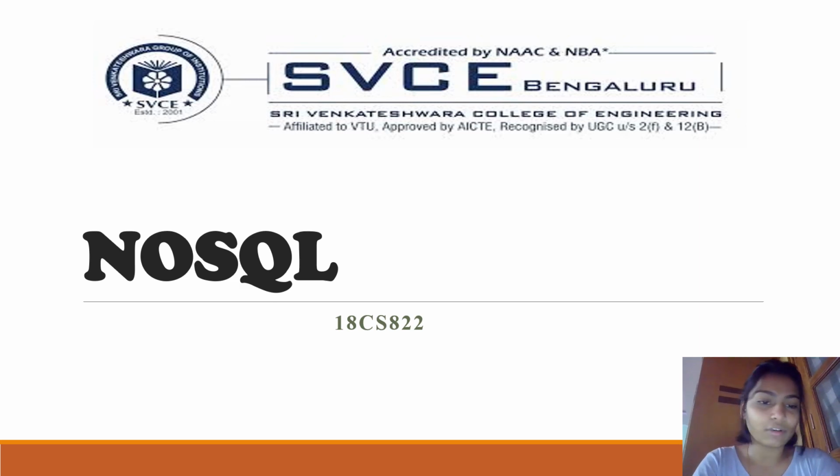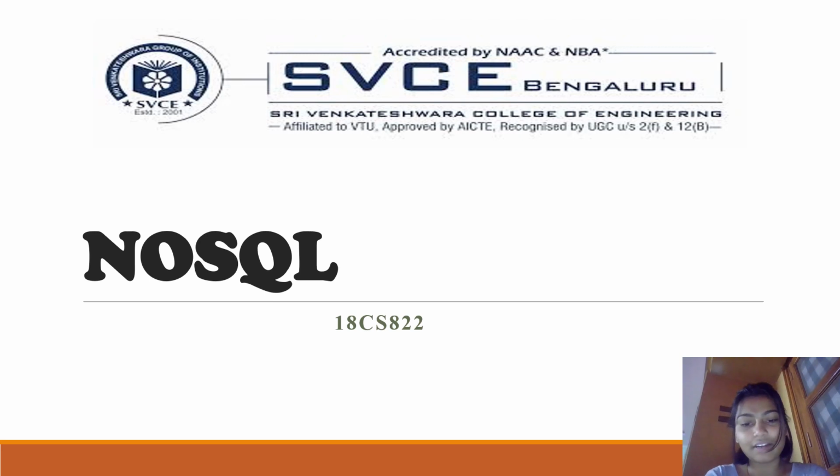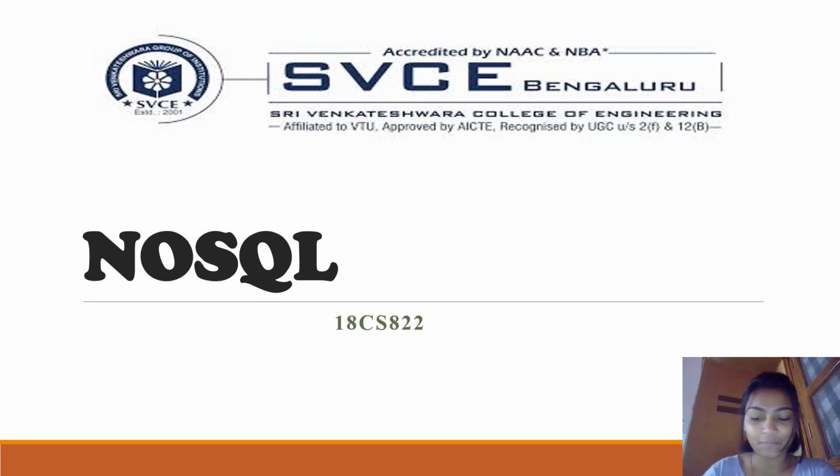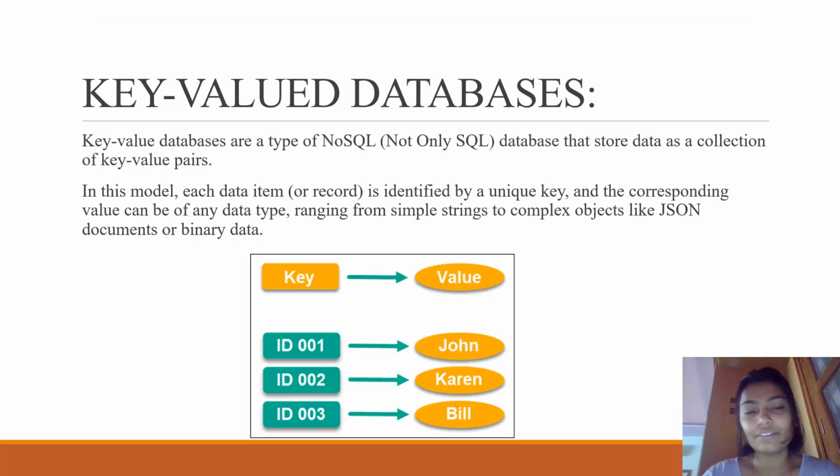Today I'm going to talk about a topic in NoSQL. The topic is about key value databases, document value databases and graph databases and their components and characteristics. Firstly, we'll see key value databases.